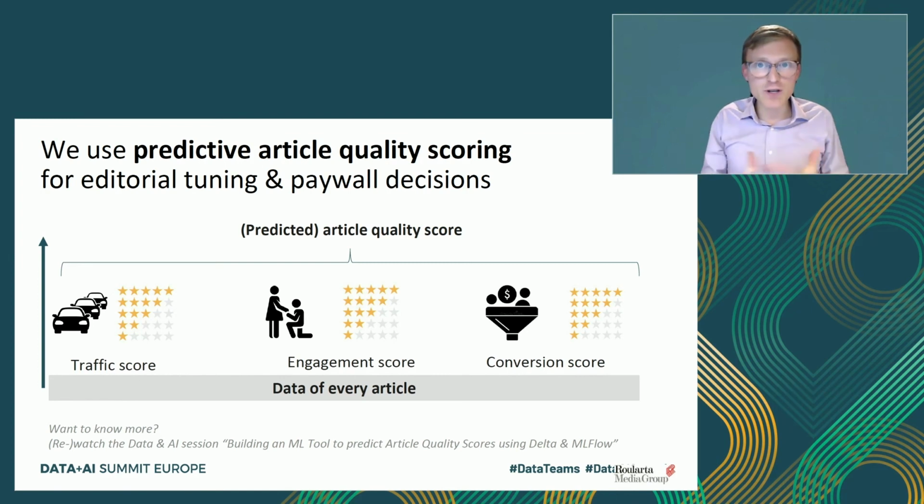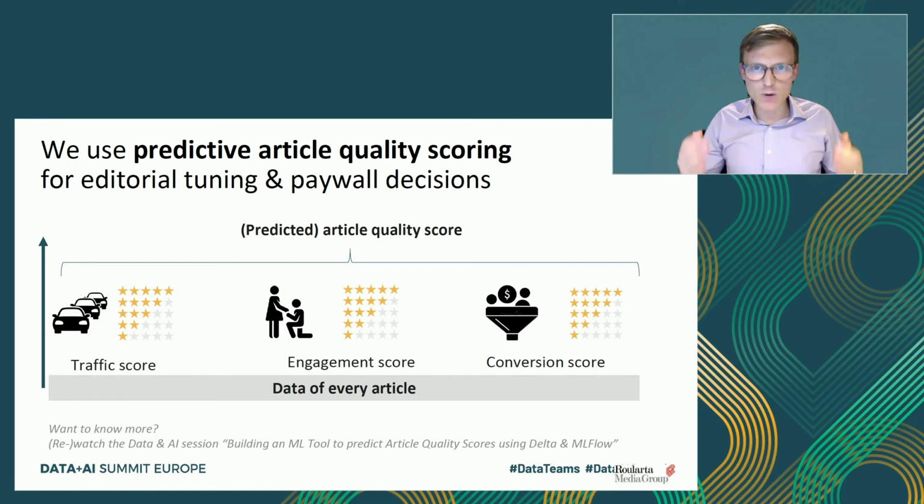A third bucket of KPIs was then the conversion score. How good is this article really in driving conversions for Roularta, in creating subscribers, which after reading this article, for example, really try to convert to a subscription or to a trial element.